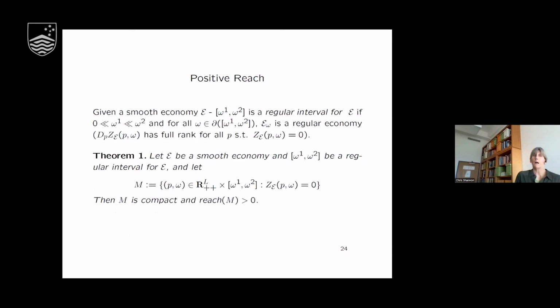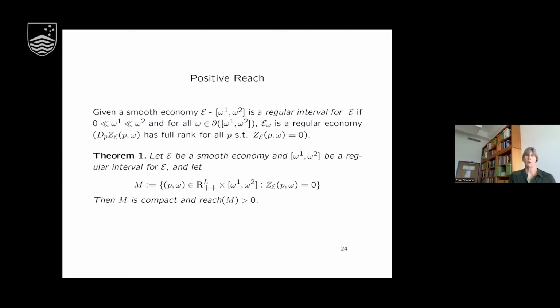Okay, so here, given a smooth economy, I'll say that the interval omega 1, omega 2 is a regular interval for the economy if, first, these are two strictly positive endowment profiles, and the upper endpoint omega 2 is strictly greater than the lower endpoint. And in addition, for any endowment profile on the boundary of this interval, the economy with that fixed endowment profile is a regular economy. This is in the sense of Debreu's classic work.